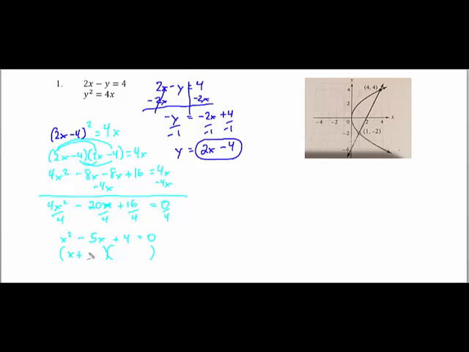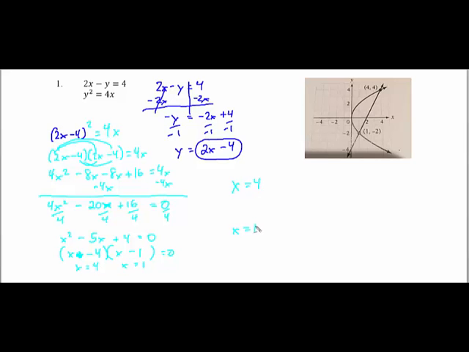x is equal to x minus 4 and x minus 1. And so if I solve for x there, I have x is equal to 4 and x is equal to 1. Because either x minus 4 is equal to 0 or x minus 1 is equal to 0. Add 4 to both sides, add 1 to both sides. My answers are x is equal to 4 or x is equal to 1.